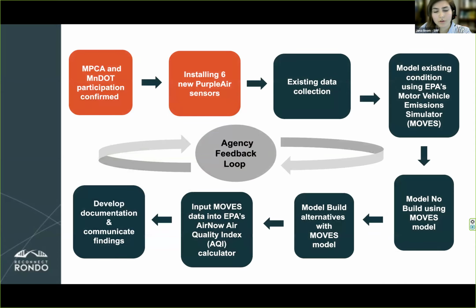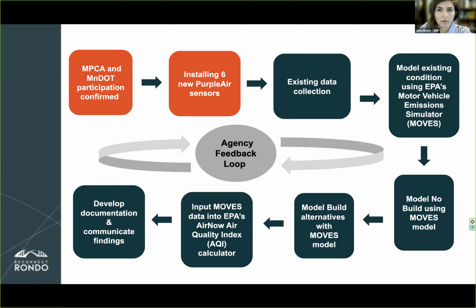Here we have a flow chart for this study's air quality process. Our first step was to request participation from the Minnesota Department of Transportation, the State Pollution Control Agency, and the State Department of Health. The Pollution Control Agency and Department of Transportation both agreed to be part of the study, and our team had an initial meeting with them back in February to introduce and discuss the study.